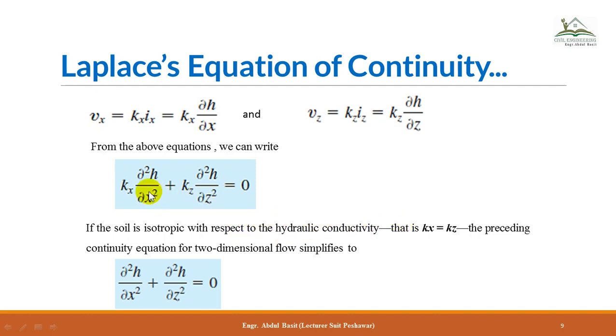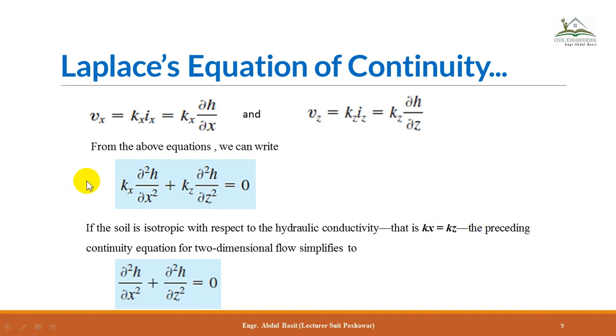Then let's say kx and kz, the hydraulic conductivity for isotropic soil. Isotropic soil refers to the type of soil where the properties of the soil remain the same in all directions: in the x direction, in the y direction, and in the z direction. So if the properties of the soil are the same in all directions, then the hydraulic conductivity will remain the same in all directions. So kx is equal to kz, which is equal to ky.